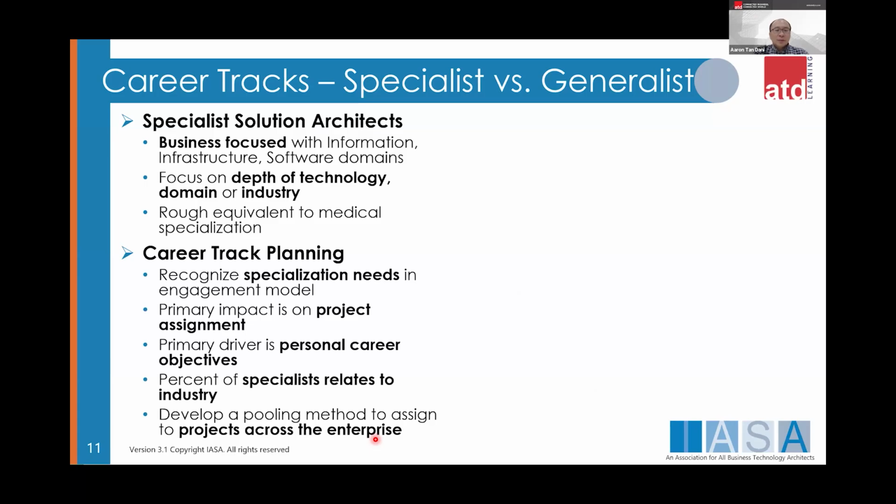And of course, your primary impact is a project assignment, and the primary driver is personal career objective. So basically, you want to grow in your career. And of course, the percentage of specialists relates to industry, and of course, projects across the enterprise. How do we assign architects or resources across projects?